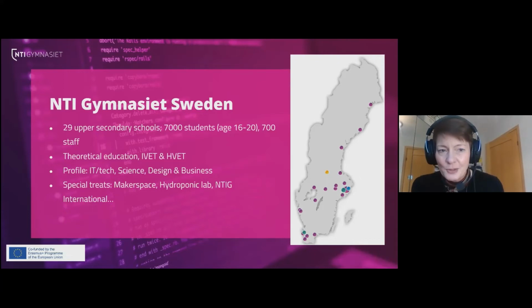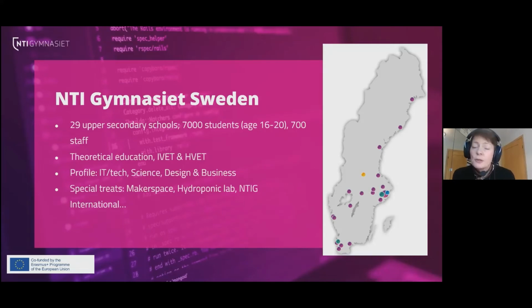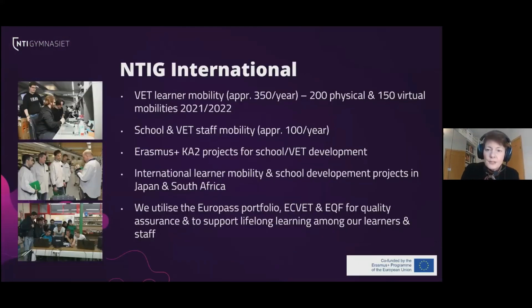We have 29 schools in Sweden, and our profile is in IT, tech, design and business, and science. So we have educational programs just in these fields. We have both theoretical education programs as well as vocational. And in all our schools, we have a makerspace, hydroponic lab, and we offer our students and staff mobility opportunities abroad. Next slide, please.